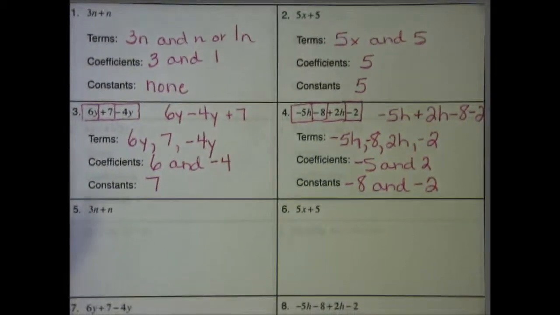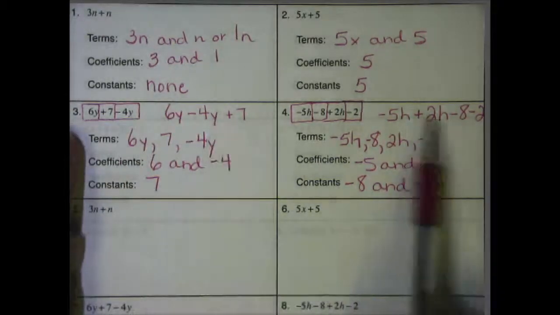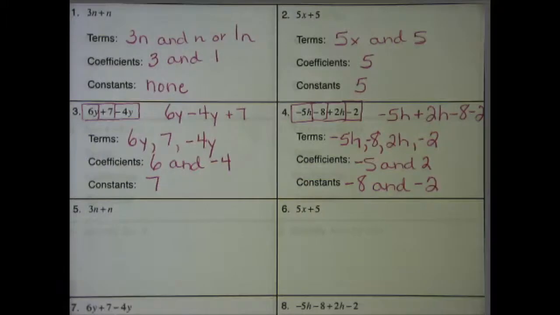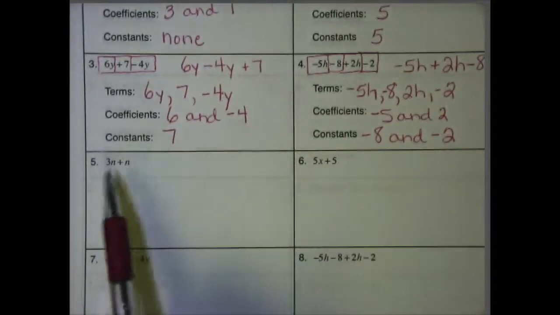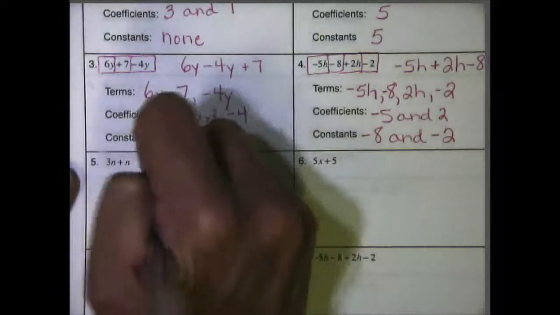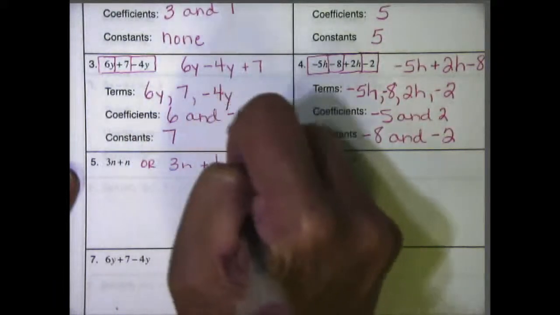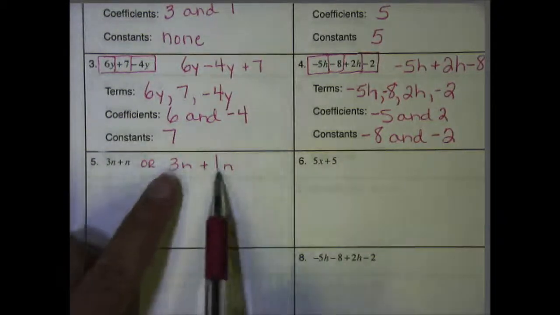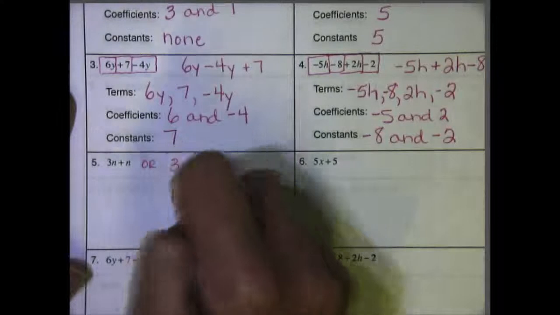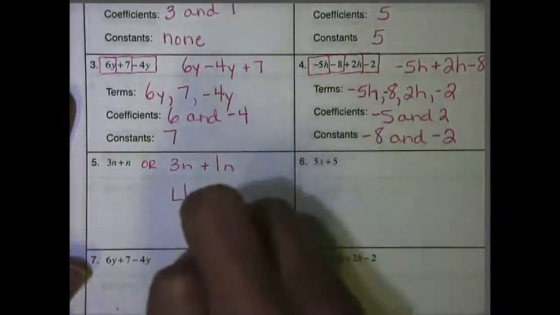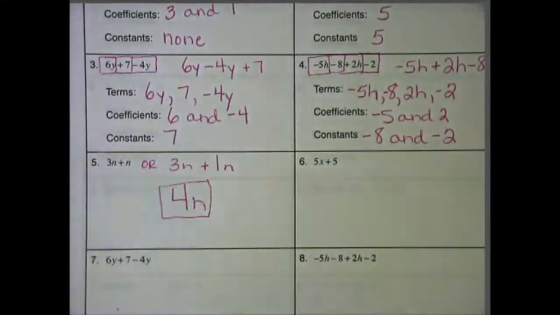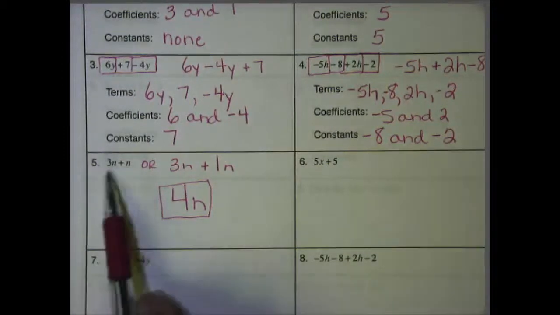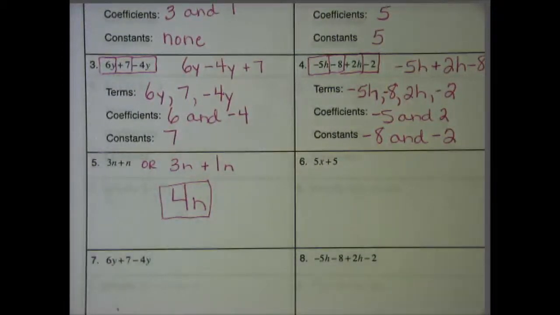Okay, now that we've learned the definitions for terms, coefficients, and constants, and we know how to box them and group like terms together, let's go down and actually simplify some. So number 5 says 3n plus n. Well, we know that this is the same as 3n plus 1n. So when I add or simplify expressions, what I do is I add the coefficients. So 3 plus 1 is 4, and my variable stays the same. So my answer would be 4n. In other words, if I had 3 apples and 1 apple, if I add them together, I have 4 apples.